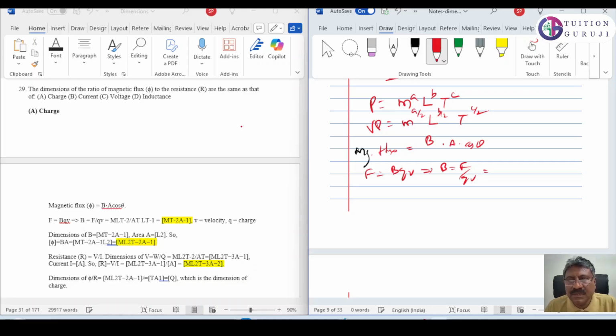F is M L T raised to minus 2 and Q is AT, V is L T raised to minus 1, which will give M T raised to minus 2, A raised to minus 1. Now we got the dimensions of B. So phi, magnetic flux, is actually B into A. Cos theta has no dimensions, therefore B into A gives M T raised to minus 2, A raised to minus 1 into L square, which will give M L square T raised to minus 2, A raised to minus 1.